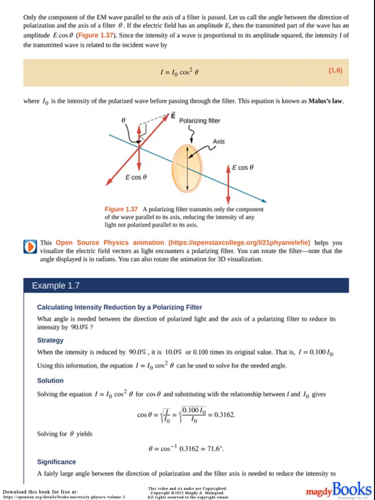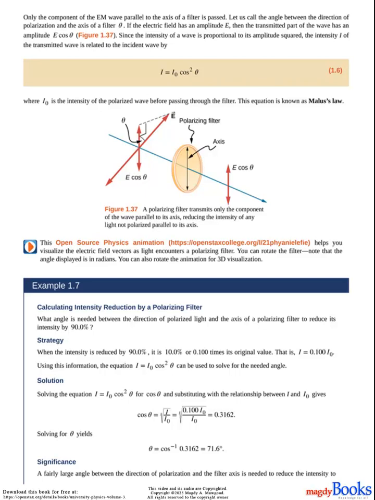Figure 1.37. E vector. Theta. E cosine theta. Polarizing filter. Axis. E cosine theta. Figure 1.37.